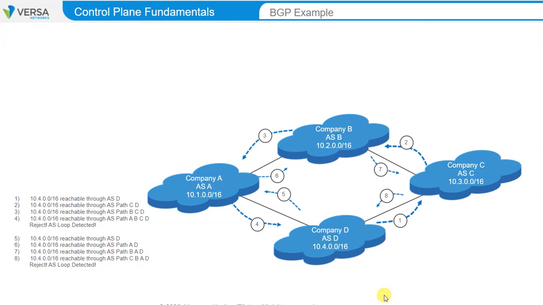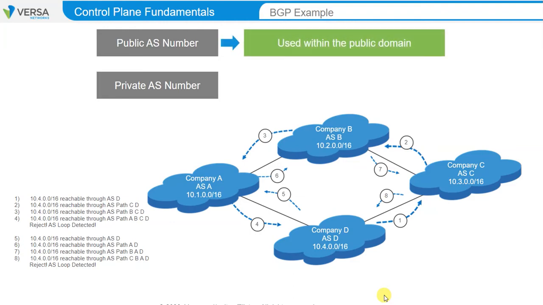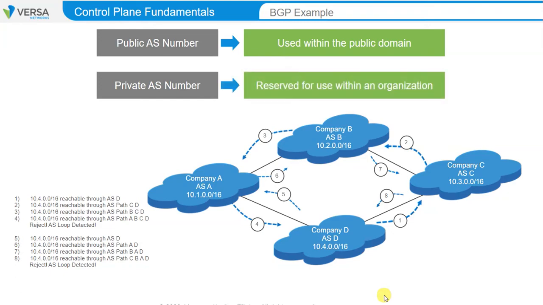Autonomous system numbers, or AS numbers, can be public AS numbers or private AS numbers. Public AS numbers are used within the public domain, such as the Internet. Private AS numbers are reserved for use within an organization. Whenever a prefix is advertised to a different organization, the advertising router adds its local AS number to the AS path property of the prefix. In this way, the path towards a final destination can be tracked as it is advertised, and loop prevention can be enforced to avoid prefix advertising loops.